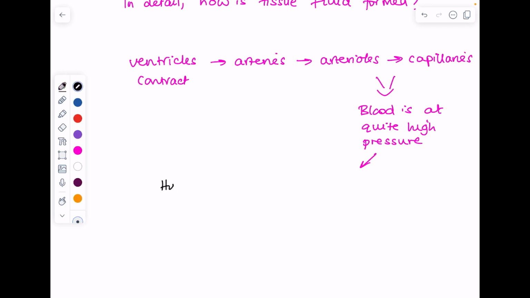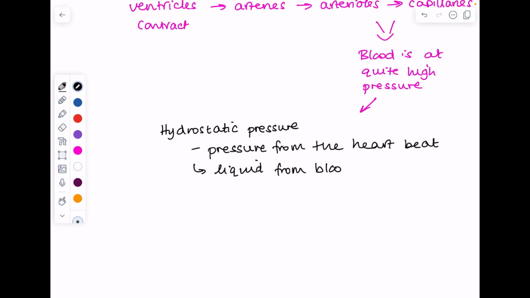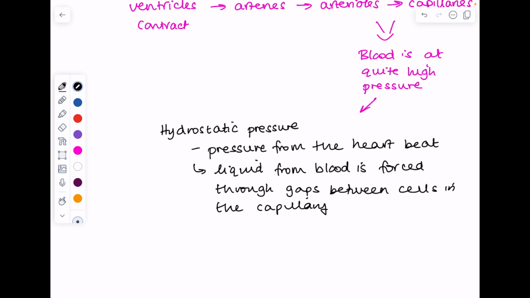So I'll write a definition of hydrostatic pressure now. This is pressure from the heartbeat, and as a result of that pressure, you find that liquid from the blood is forced out through gaps between cells of the capillary lining. So you can immediately see why we say that tissue fluid bathes the cells. This is in effect liquid which has been forced out of the blood in the capillaries.